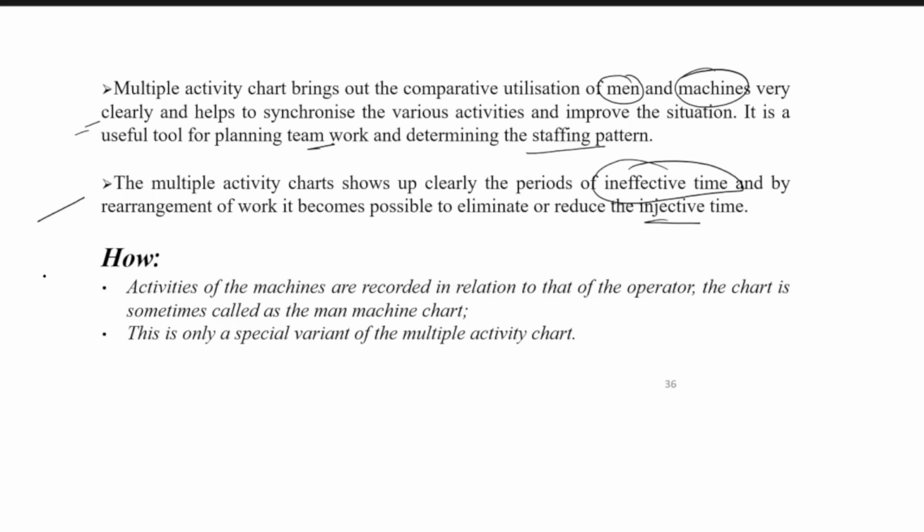Now, how can it be done? The activities of the machine are recorded in relation to that of the operator, and the chart is sometimes called the man-machine chart. This is only a special variant of the multiple activity chart.